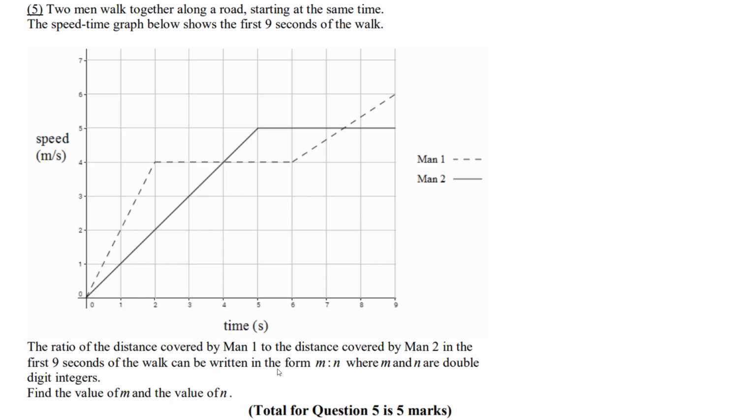So it's saying, what's the ratio of the distance covered by man 1 to the distance covered by man 2? So we'll just find out the distance that man 1 travels. Now, whenever you have a speed-time graph, the distance is always the area under the curve. So we'll just ignore this line here, and we'll just look at the dotted line. So we'll just look at man 1. So here we've got a triangle. So this is 2 multiplied by 4, which is 8, divided by 2, which is 6.